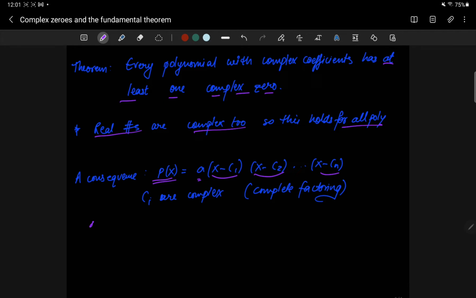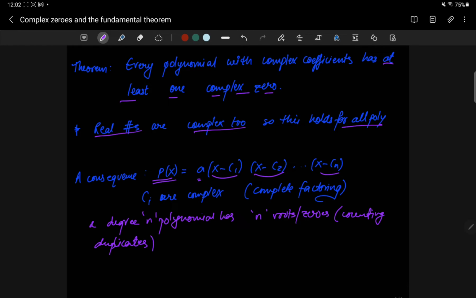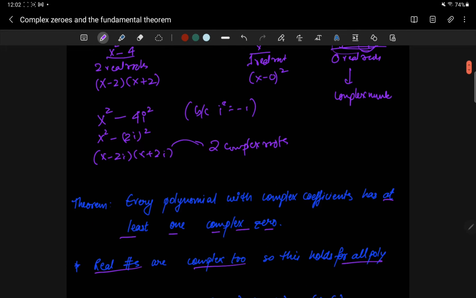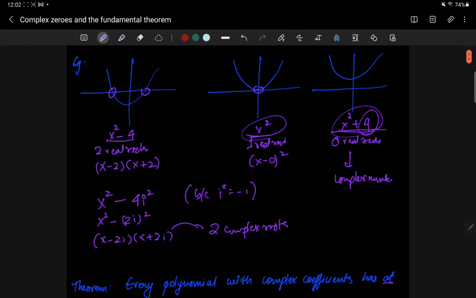So basically it says that a degree n polynomial has n roots or zeros, counting duplicates. Now what does this counting duplicates mean? If you go up here, you have x squared, right? The zeros are just 0, but there are two of them, so it still has two roots. And that is what is meant by counting the duplicates.